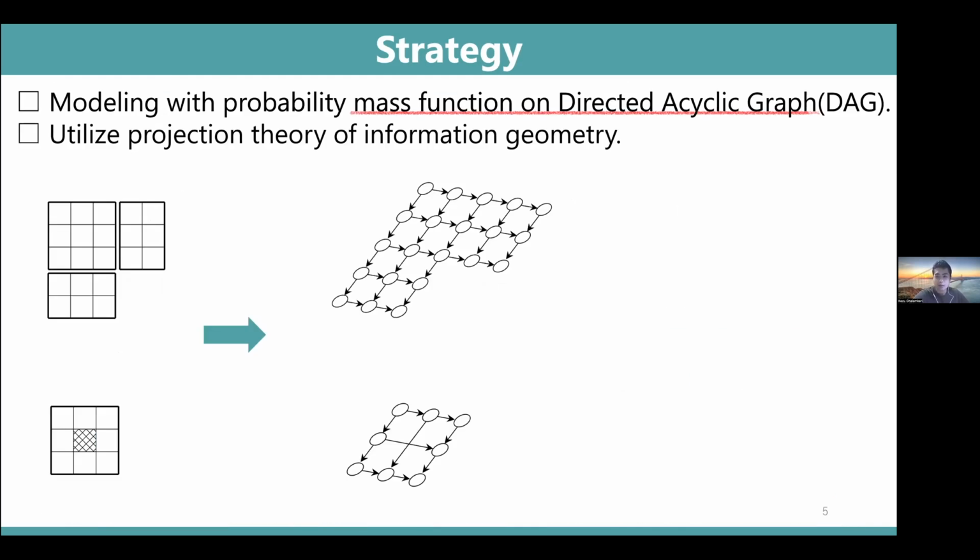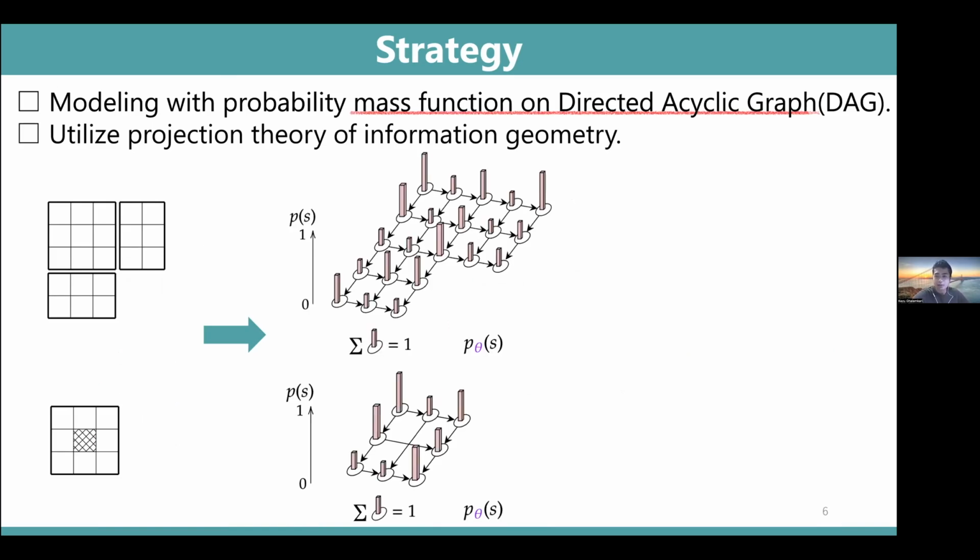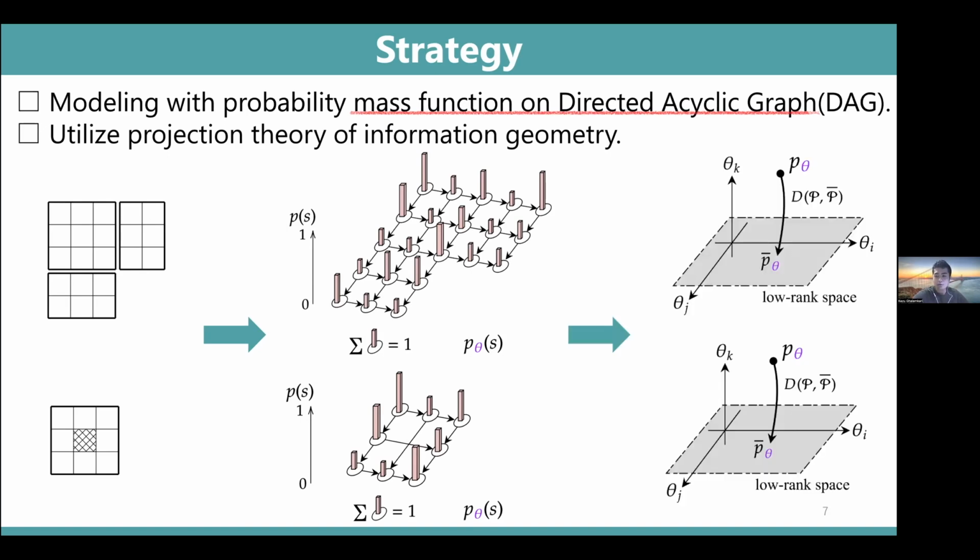First, we capture data structure with a DAG, and we regard input data as a probability mass function on that. The distribution is characterized with theta. And then we construct a low-rank subspace by describing the low-rank condition with theta. Finally, because of the well-developed projection theory in information geometry, we can find the projection destination without gradient methods.